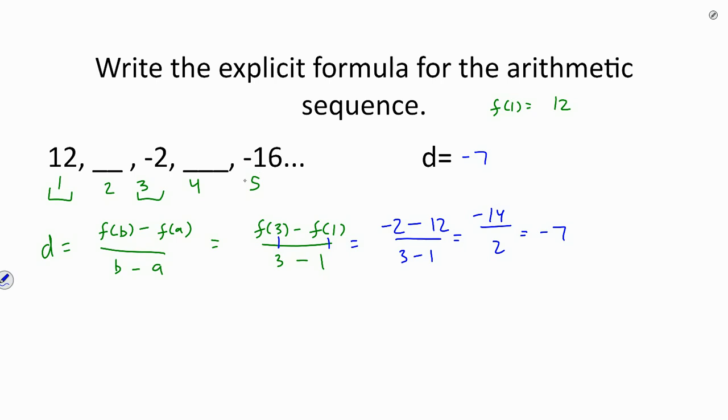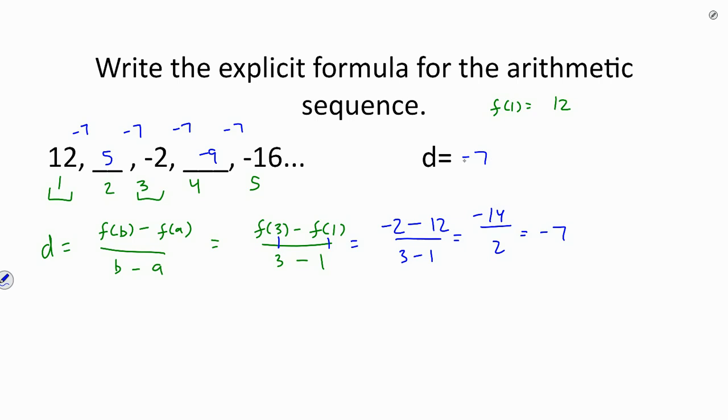So let's fill in my terms to see if this works. If I subtract 7 here, I would get 5. Subtract 7, yes, that gets me to -2. Subtract 7, that gets me -9. Subtract 7, that gives me -16. So there's my common difference.